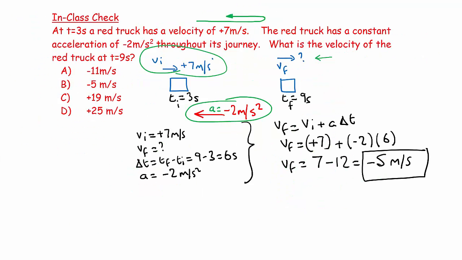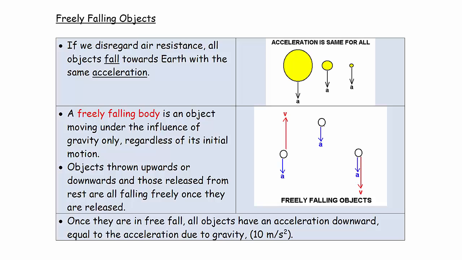So we did three examples. So practice, practice, practice. When you get comfortable with that, then you can look at this next bit, which is the same, except that this is when we're in free fall, and a freely falling body is an object that moves under the influence of gravity only, regardless of its initial position. You can throw it up, you can throw it down, it can be traveling up, it can be traveling down, it's still in free fall if only gravity acts on it.